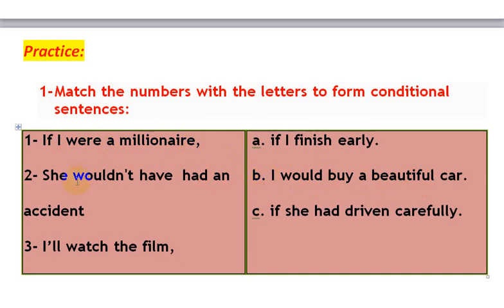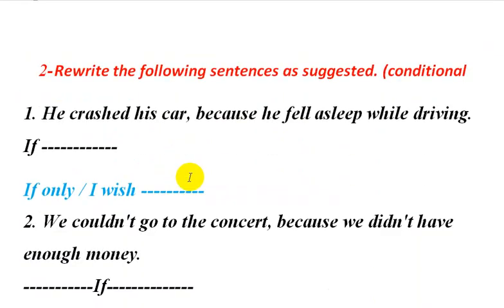Number 2, she wouldn't have had an accident. This looks like the same lesson we have seen today: if she had driven carefully. So number 2, C. Number 3, I'll watch the film if I finish early. That's condition 1, a possible result. This is very possible, not like number 2 and 3. Condition 1: I'll watch, simple future, if I finish early. So I have some control over this action. It's very possible.